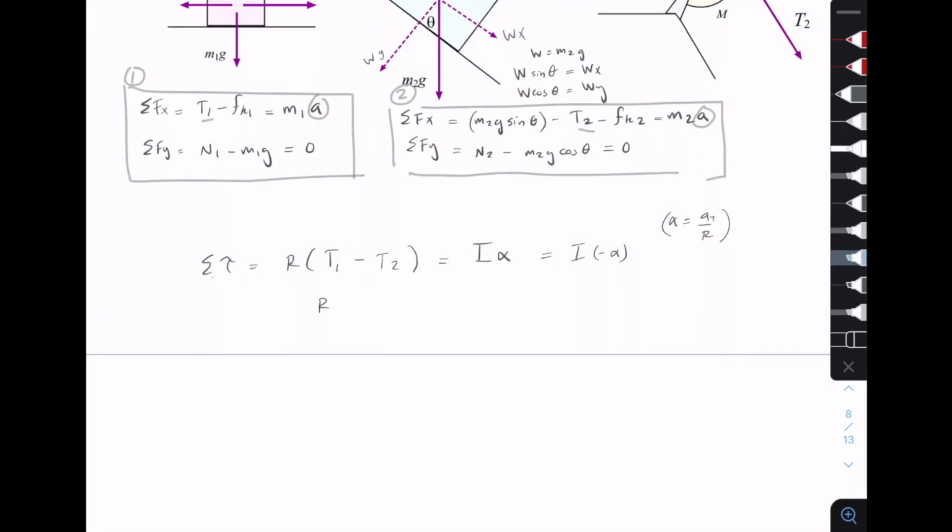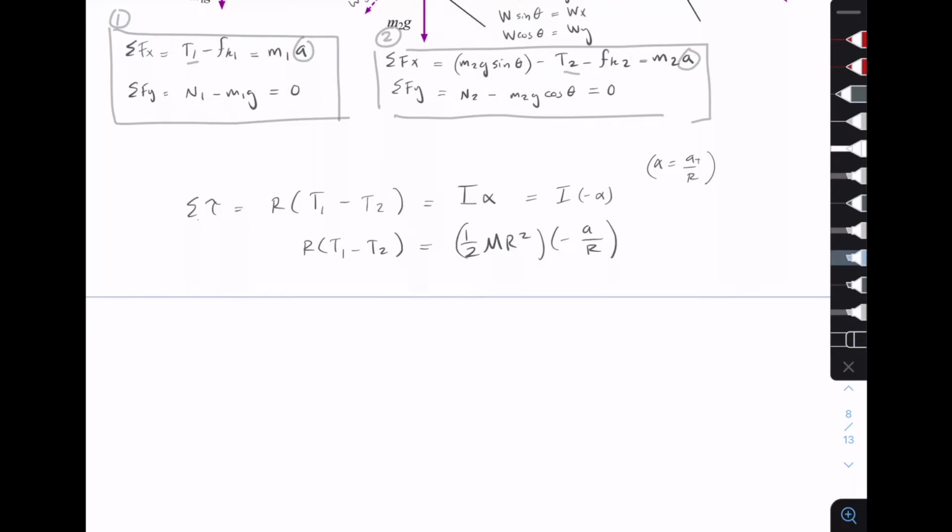So we have R times T1 minus T2, and I'm also going to plug in our mass moment of inertia equation that we were given at the beginning. This is just the mass moment of inertia for a disk. And then we have a negative A. We're going to just model our A tangent as A because they have a shared acceleration. So we know it's that same acceleration across both of them. Okay.